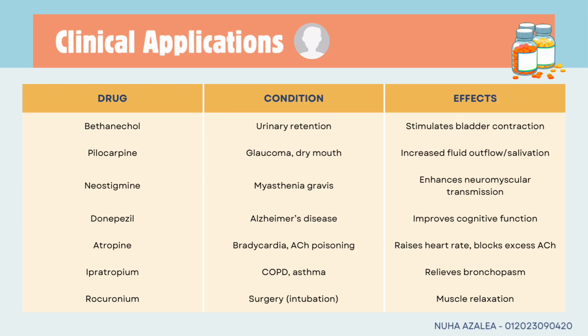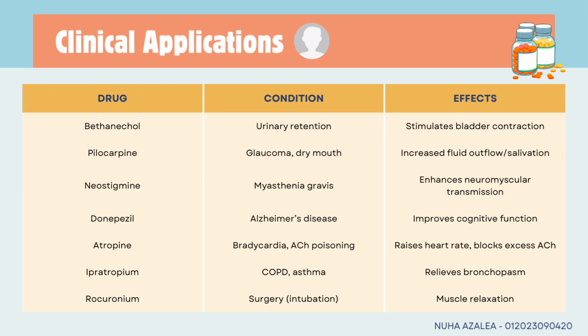And thirdly, we have neostigmine, which is used for myasthenia gravis, which is a condition that causes muscle weakness, because it enhances neuromuscular transmission, which helps improve muscle strength. And number 4, we have donepezil, which is used for Alzheimer's disease because it improves cognitive function by increasing acetylcholine in the brain. And number 5, we have atropine, which is used in cases like bradycardia or acetylcholine poisoning because it raises the heart rate and blocks the effects of excess acetylcholine.